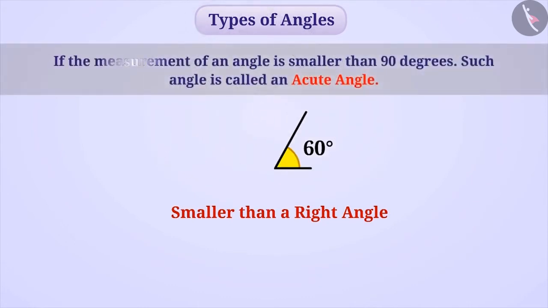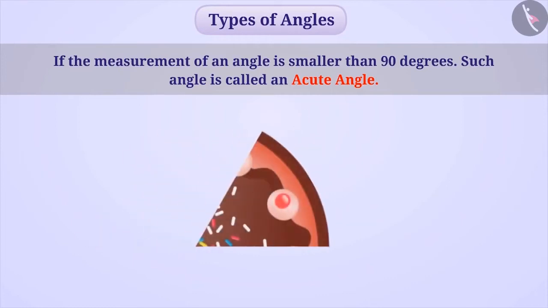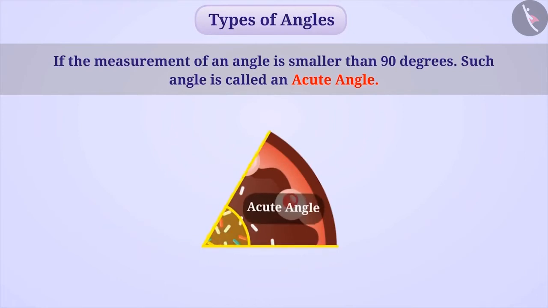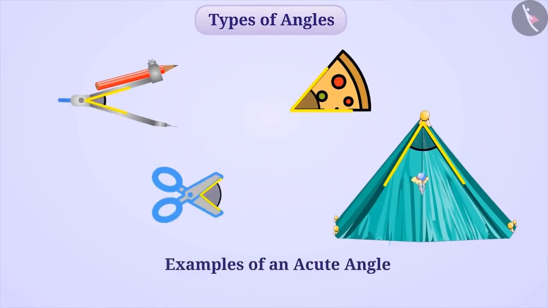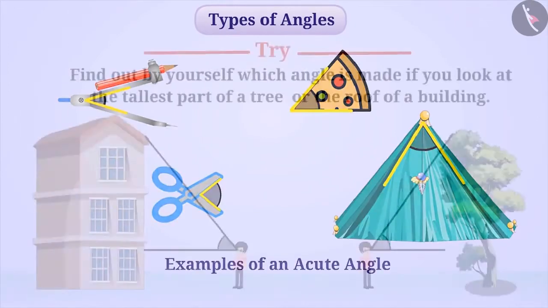If the measurement of an angle is smaller than 90 degrees, such an angle is called an acute angle. For example, this piece of cake is forming an acute angle. Similarly, you can see acute angles in the displayed situations.